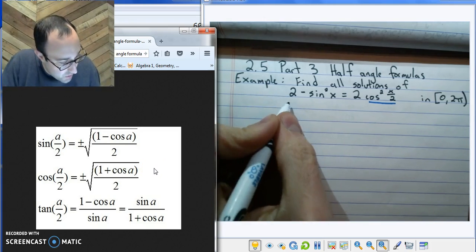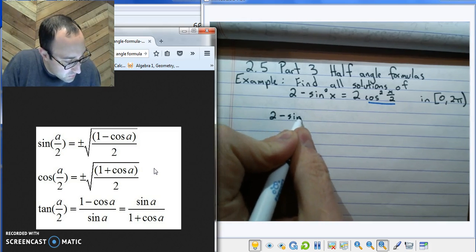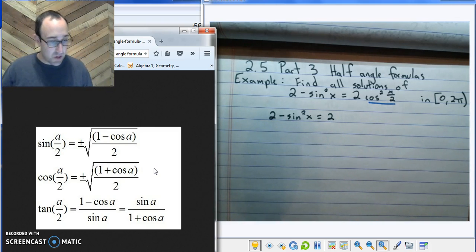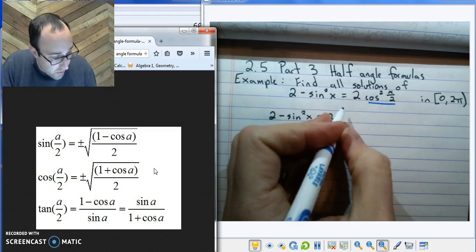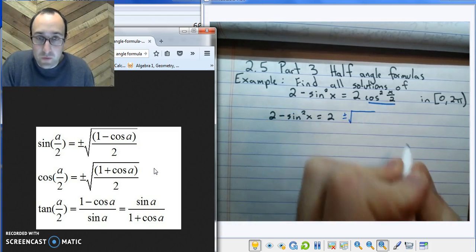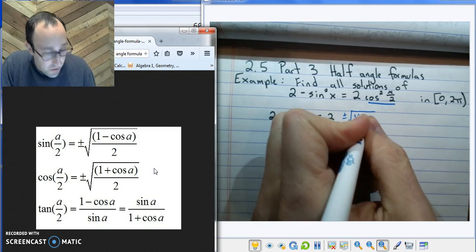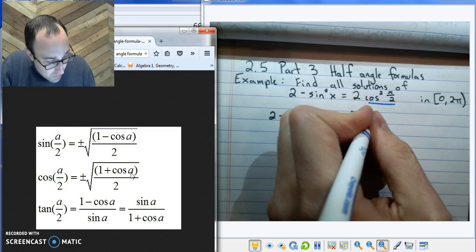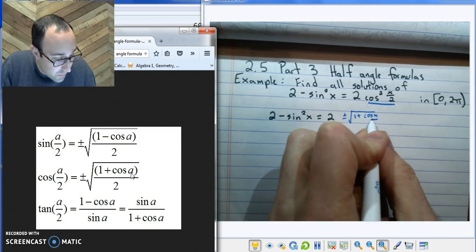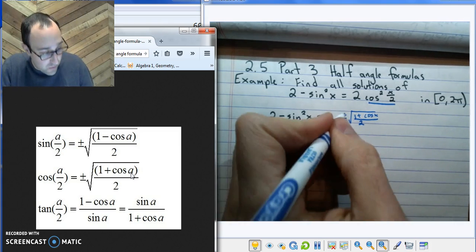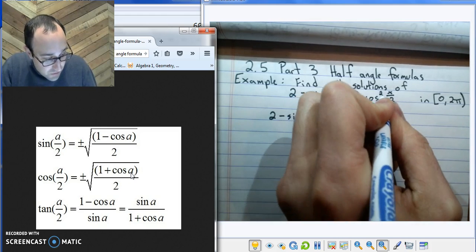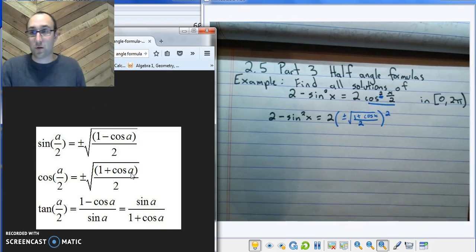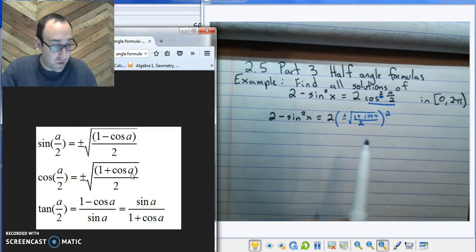So it's going to be 2 minus sine squared x equals 2. And then I'm going to rewrite that cosine squared of x over 2 as plus and minus the square root of 1 plus cosine x, and notice how the a is the numerator, all over 2. Now, the other thing I have to remember to do is I am squaring this because I've got a square right there. You don't always do this square, but I'm going to do it because I've got a cosine squared. If you just had a sine of x over 2, you wouldn't be squaring it.